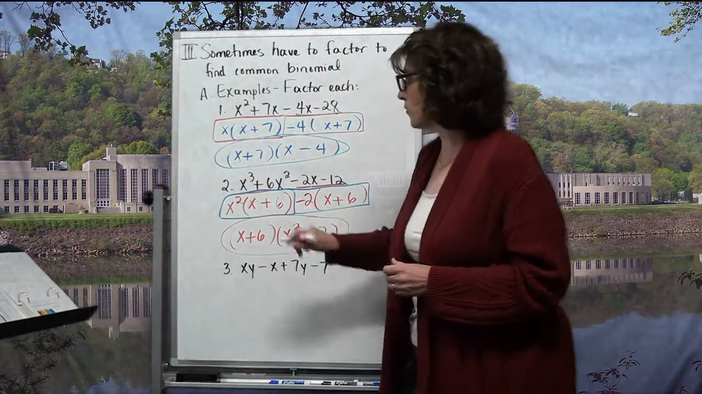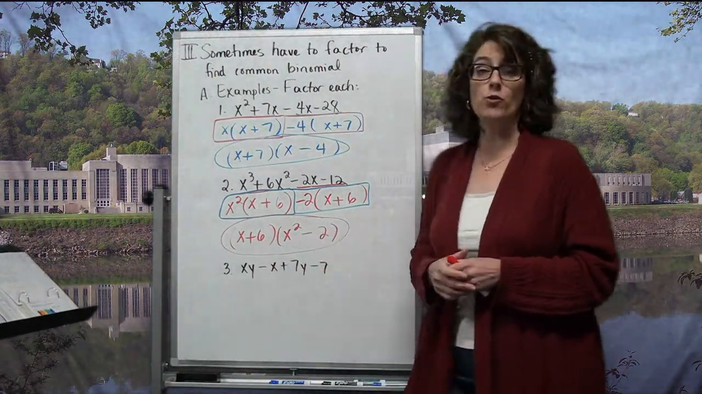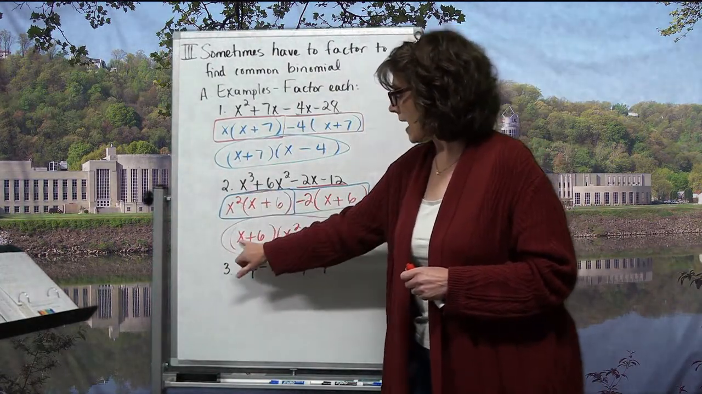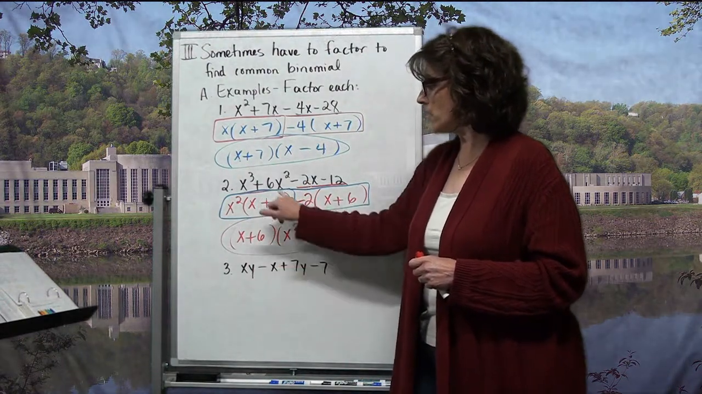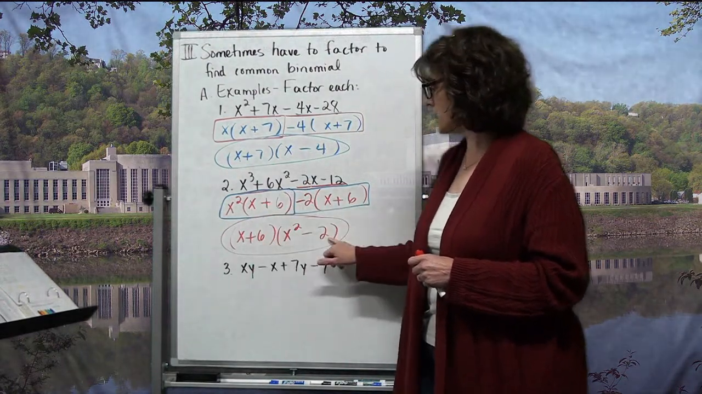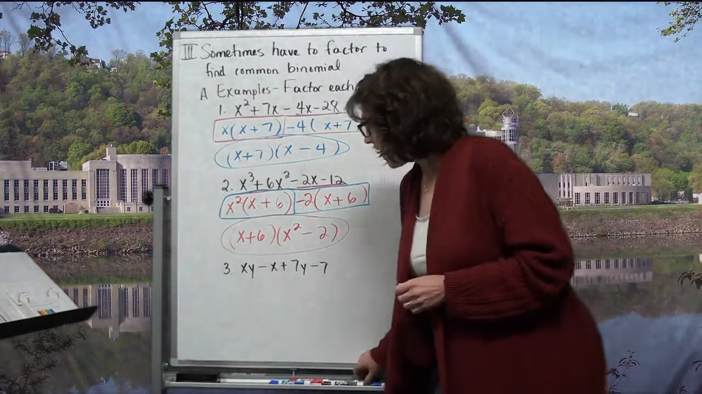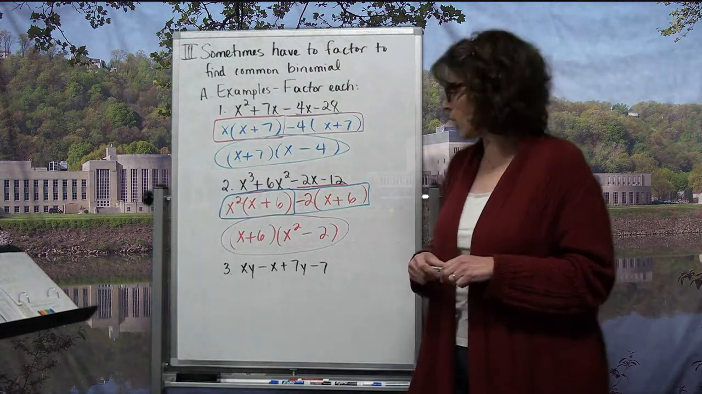There's my factored form. Double check to make sure that you're right. Just distribute it through, FOIL it. X times x squared is x to the third. X times negative 2 is a negative 2x. 6 times x squared is a 6x squared, and 6 times negative 2 is a negative 12. So it is, in fact, right. All right, let's do one more, and then I'm going to kind of stretch our brains a little bit and do something a little bit more complicated.